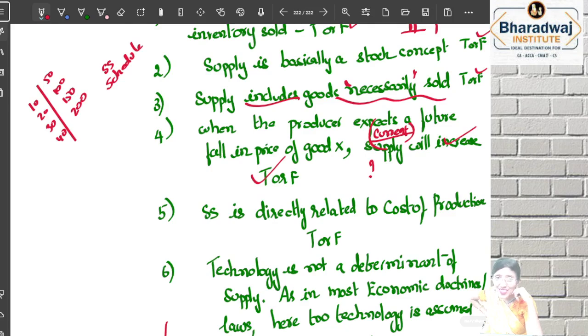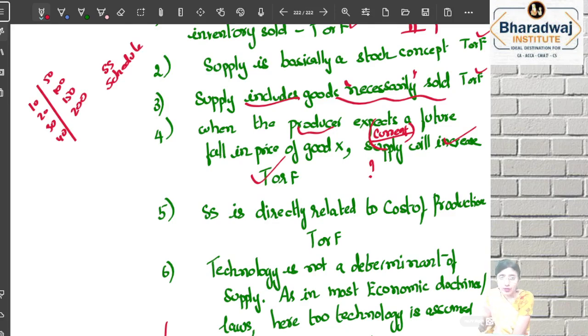Rephrase the question. When the producer expects a future fall in price of good X, the demand will increase? Demand will decrease. Why here? Are you talking about demand analysis? Why are you bringing the producer under demand analysis? That is the consumer's perspective. When the consumer expects a future fall in price of good X, the demand will decrease. He expects a future fall, so demand will decrease. So when it comes to supply.